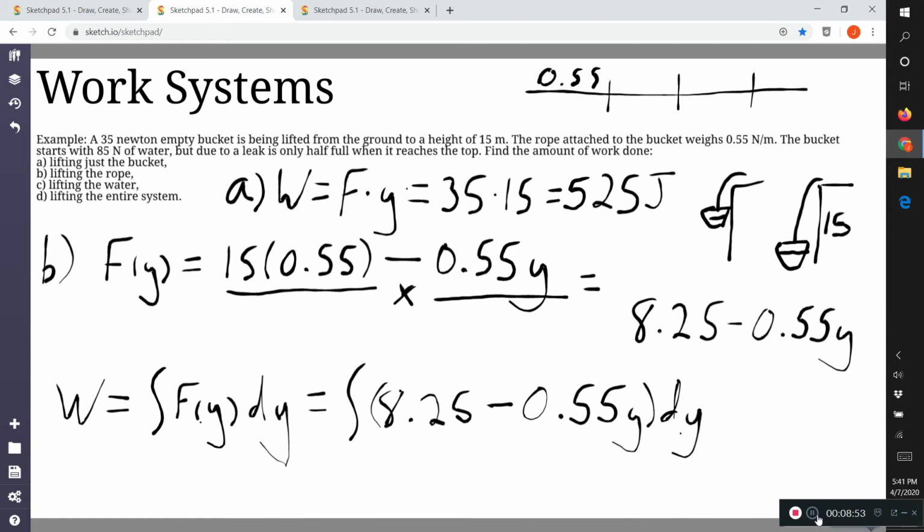Now, what would our bounds be? Well, we're going from a point where we are on the ground, we're going to call that 0, to the point where we're at the top of a 15 meter building or surface, whatever. So we're going to call that 15. So our bounds here are going to be from 0 to 15. And we do that integration. We could do it by hand, but I'm just going to use a calculator here. And I get 61.875 joules.